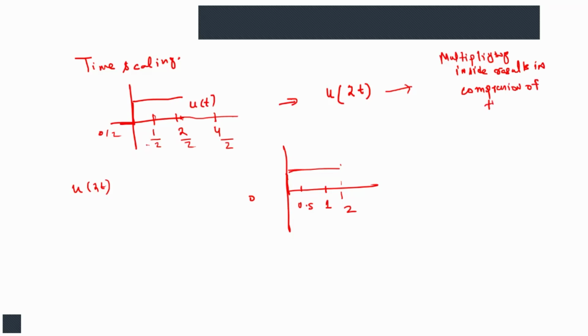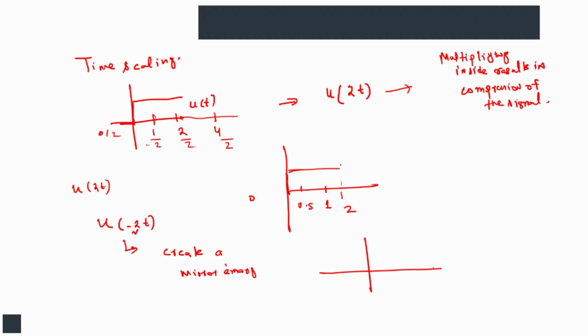And now suppose you have to write u of minus 2t. Notice the minus 2t. This minus will create a mirror image of the signal, only on the time axis. Whatever value was at 0.5 will go to minus 0.5, so the signal will shift. It will go like this. So this is minus 0.5, minus 1, and minus 2. You see it is creating a mirror image of the signal.